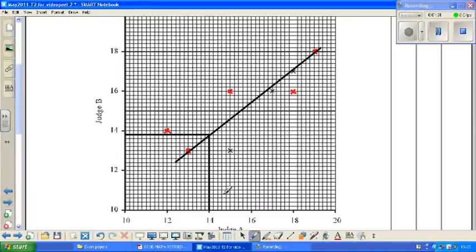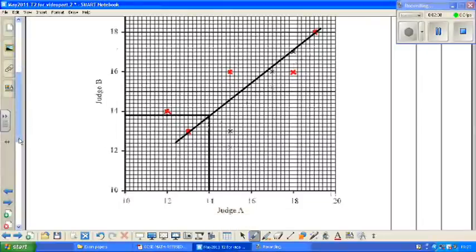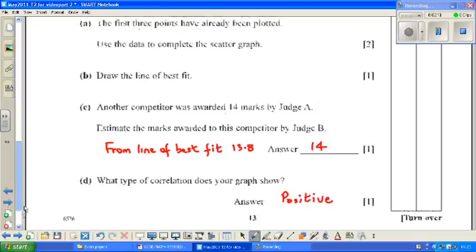And then the last part was part D, which was what type of correlation is shown. The way the points are going, the way the line of best fit is going, that's indicating positive correlation. So as this value increases, so also does this value. So Judge A 14, Judge B 14, Judge A 16, Judge B roughly 16. So as the marks are going up for each judge, the other mark is also going up. That's what's called positive correlation.